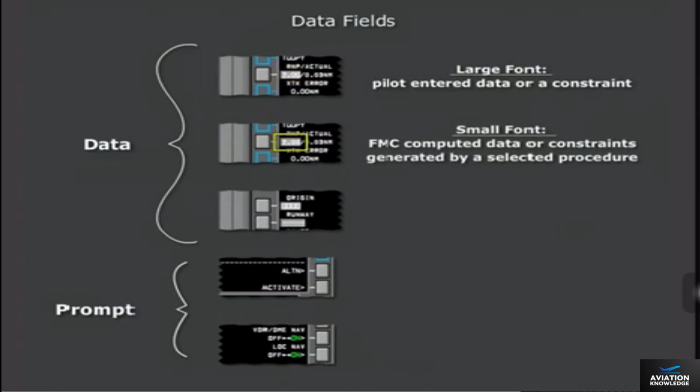The data fields display prompts or data associated with the line title. Large font indicates pilot entered data or a constraint. Small font indicates FMC computed data or constraints generated by a selected procedure. Data fields with no information are populated with either boxes or dashes. Boxes indicate a mandatory entry for proper FMC operation. Dashes indicate additional data that is optional.